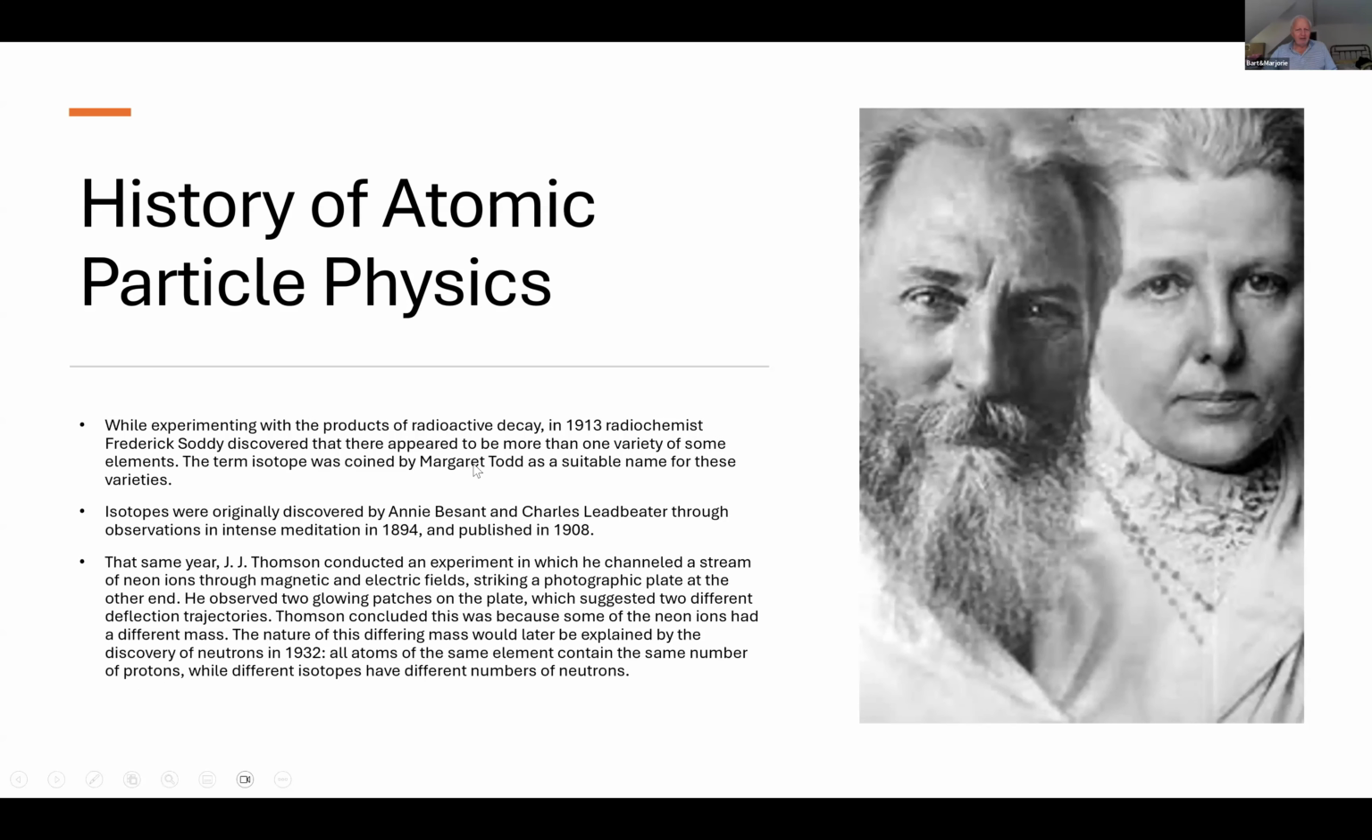In 1913, the radiochemist Frederick Soddy discovered that there appeared to be more than one variety of some of these elements, and he coined the term isotope. Actually, it came from Margaret Todd. So an isotope actually was originally discovered by Annie Besant and Charles Leadbeater through observations that they made in intense meditation in 1894 onward, and they were published in 1908.